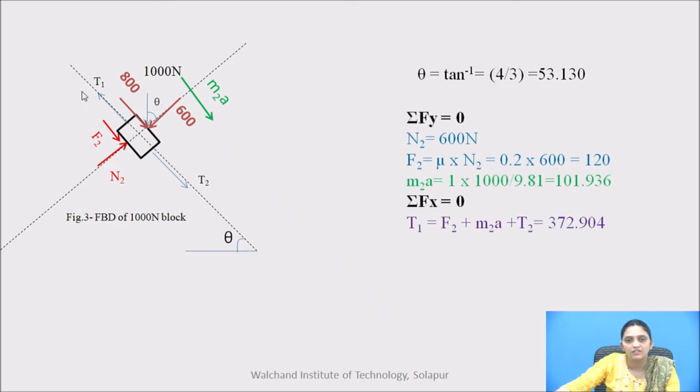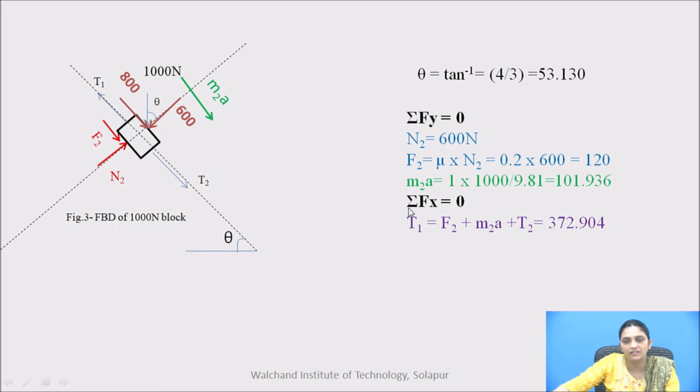Later, solve it by using the equilibrium equation. We can consider the equilibrium equation because we have added the MA force as per the D'Alembert principle. Now go for the equilibrium equation and find out the T1 force. For the T1 force, first we will consider the summation of vertical forces is 0. So in y direction only 600 and N2, these 2 forces are there. So N2 is equal to 600 Newton. Therefore F2 is equal to mu into N2, which is 120.